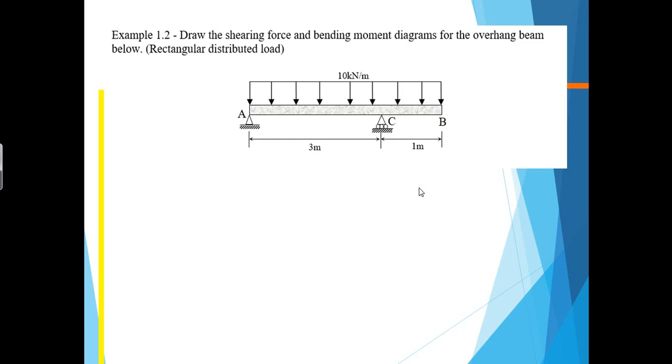Okay, let me read the question first. Draw the shearing force and bending moment diagram for the overhang beam shown below. Okay, so for this case, we just follow the 4 steps that we already discussed. Okay, the first step.